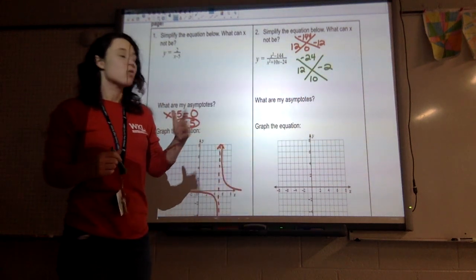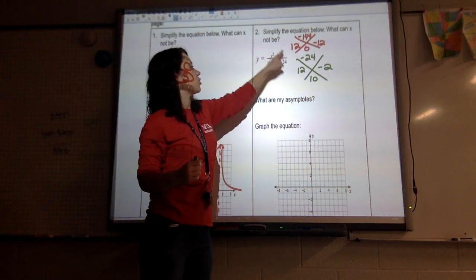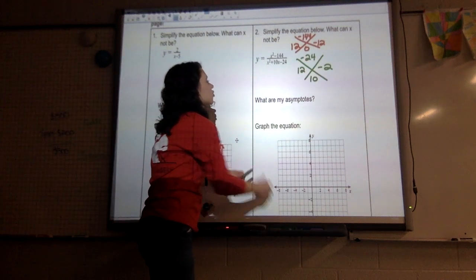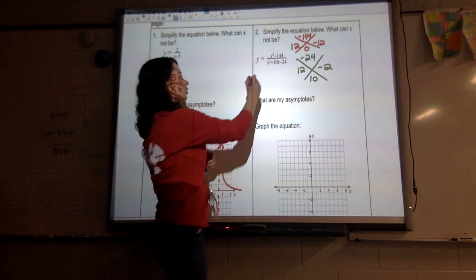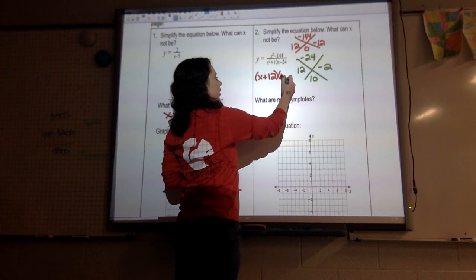Okay? So what I'm going to do now that I have my factors, I'm just going to rewrite this equation in factored form. So instead of having x squared minus 144, now I've got x plus 12 and x minus 12.